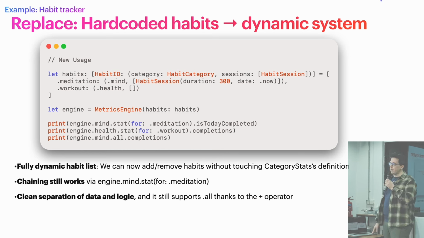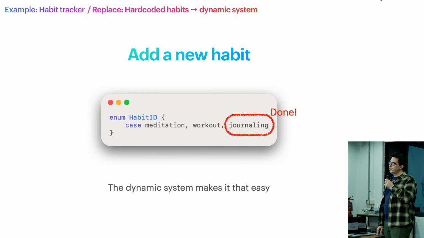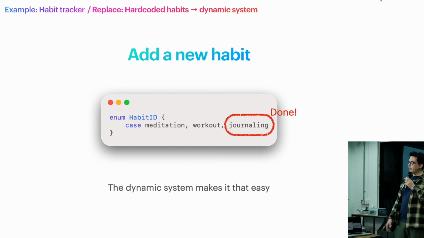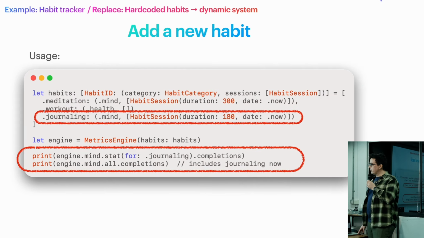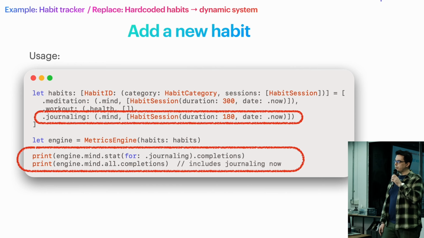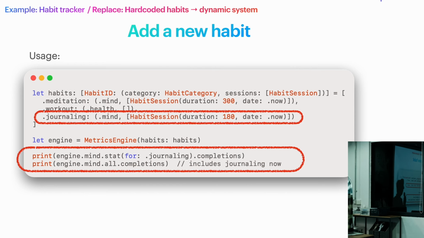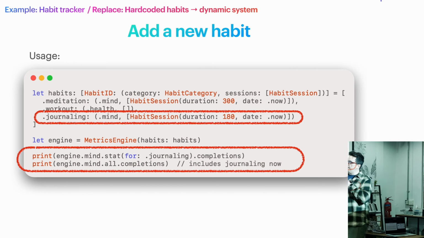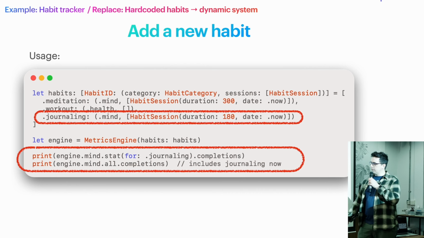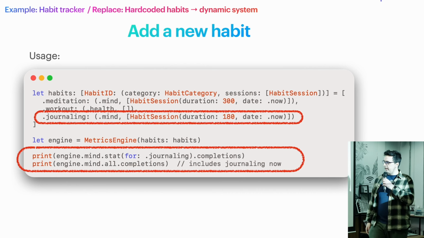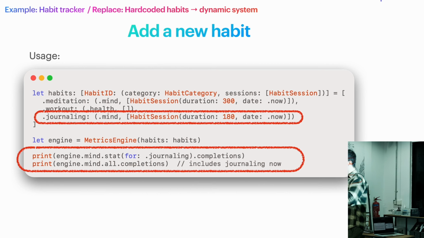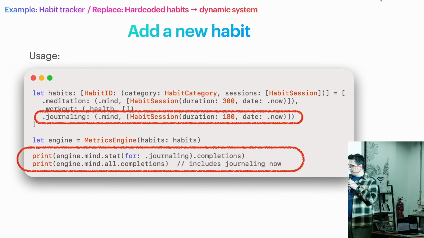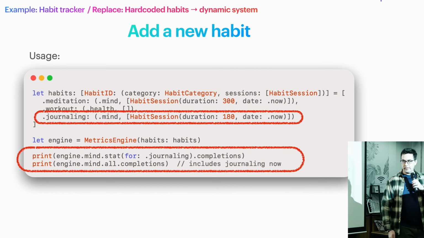And now if we want to add a new habit, what do we have to do? We just add it in the enum. Done. Everything works. For example, now that I have a journaling habit, I just add the key, the category and the session to my habits when I feed the engine, and I can right away see the statistics like this. Pretty easy.